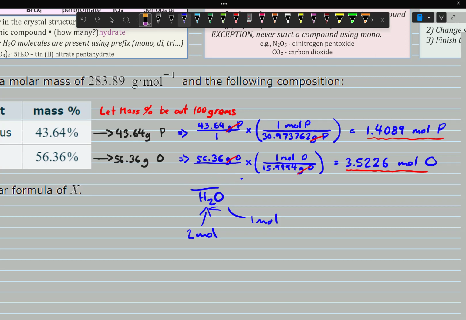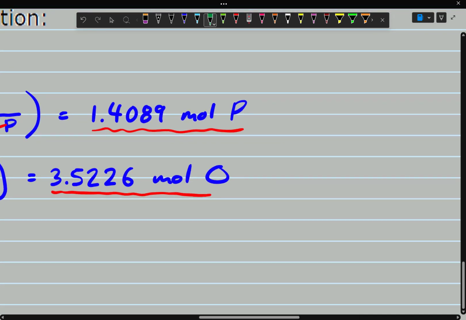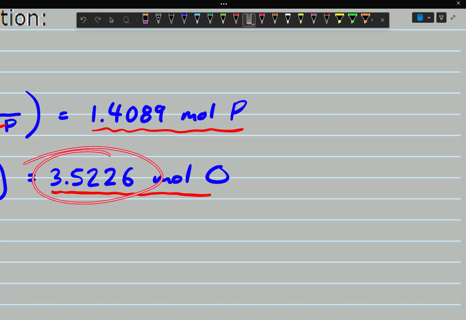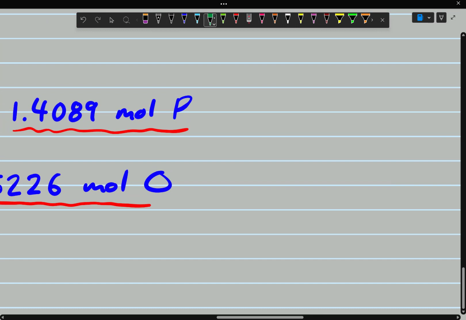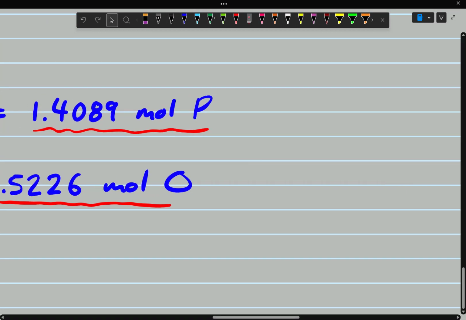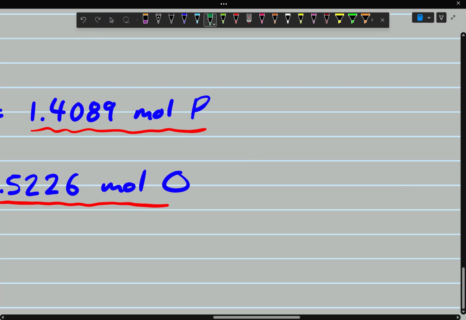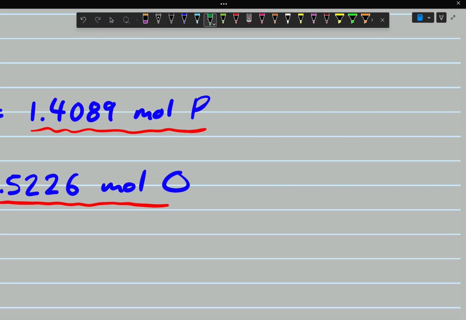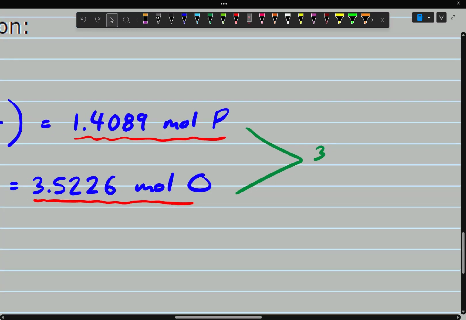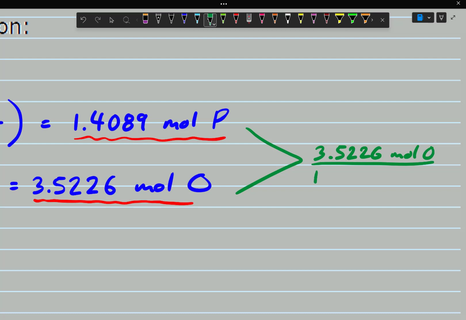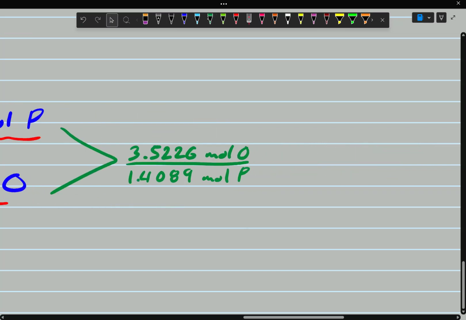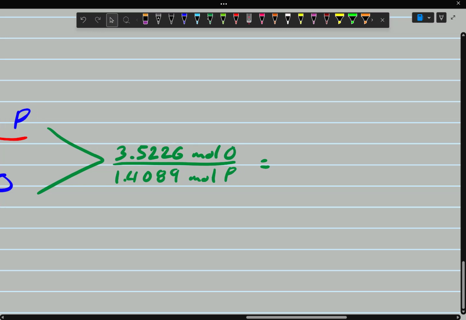So using this mole ratio, we can put the higher number, which is oxygen, on top of a fraction and the lower number on the bottom, and we can see how many moles of oxygen we have per moles of phosphorus. So let's do that. Let's put the larger number on top, which is oxygen. This will be 3.5226 moles of oxygen for every 1.4089 moles of phosphorus. And if we divide, we are left with 2.5.